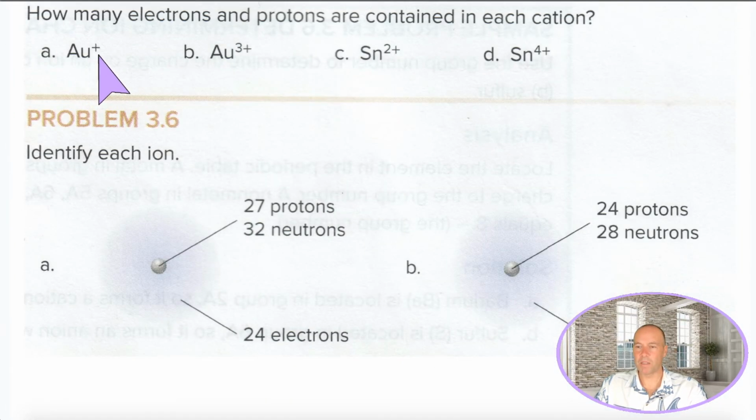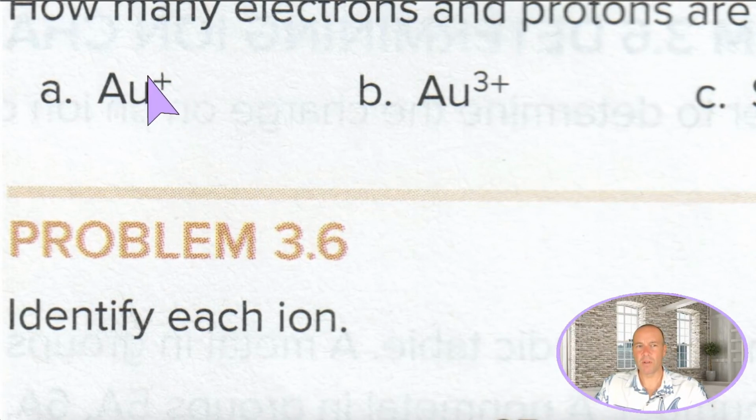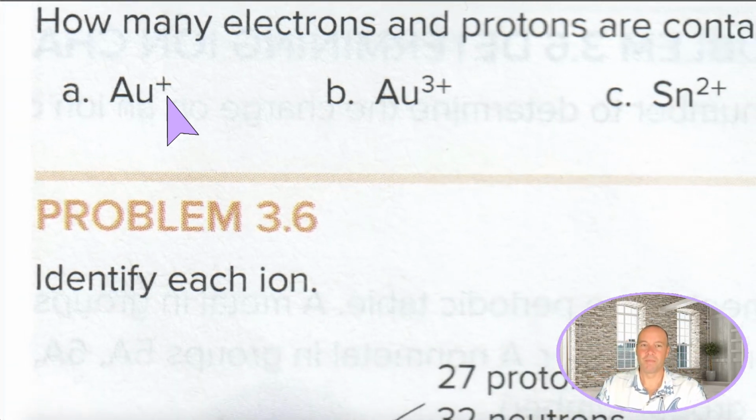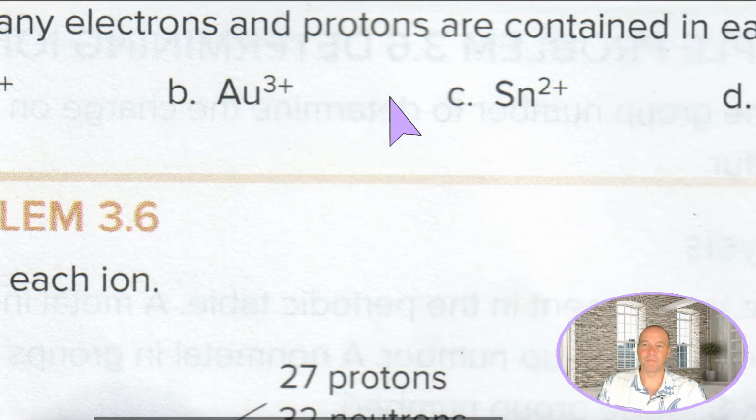and if it's got a +1 charge, that means it's missing a single electron. So rather than 79 protons and 79 electrons, it's missing an electron. It only has 78 electrons. And if it's a +3 charged gold ion, then it's missing 3 electrons. So 79 protons and missing 3 electrons would be 76 electrons.